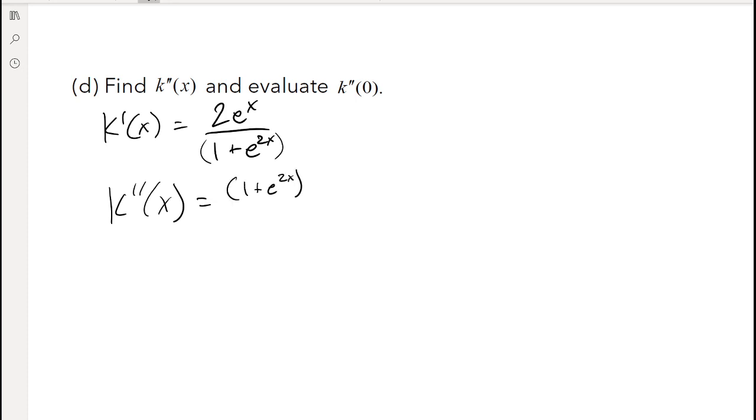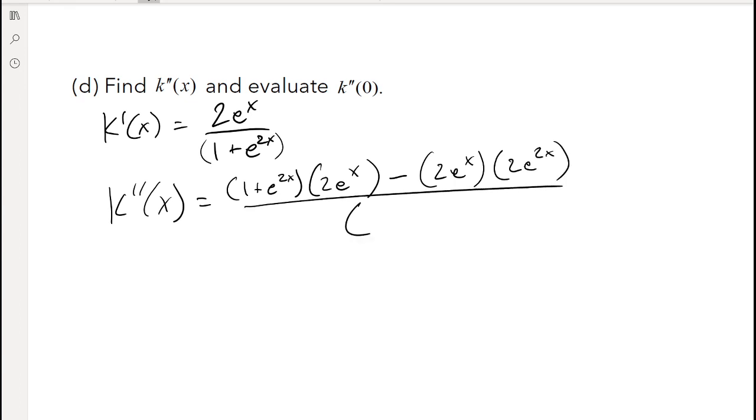d high. So the derivative of the high is just still going to be 2e to the x, times e to the 2x... minus high, 2e to the x, d low, derivative of 1 plus e to the 2x is 2e to the 2x, all over low low. Low d high minus high d low over low low. Hopefully after this class you'll still remember this because it's just going to be stuck in your head. And that's the second derivative.